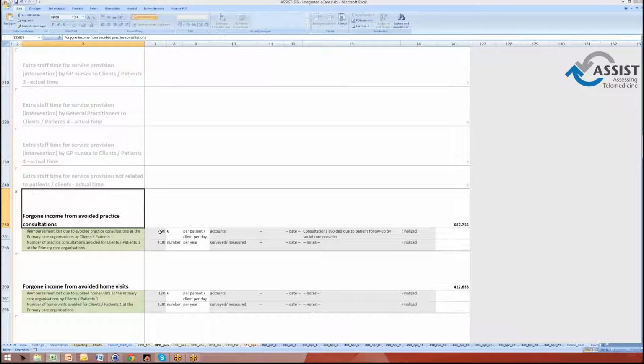You can see that for a practice consultation, the GP would get 100 euro per consultation, and for a home visit, 120 euros per home visit. So he gets a little extra for the traveling. And on average, patients come see him 4 times less than before, and he goes out 2 times less per patient to their homes. And you can see in the sum, this is a big loss of income.